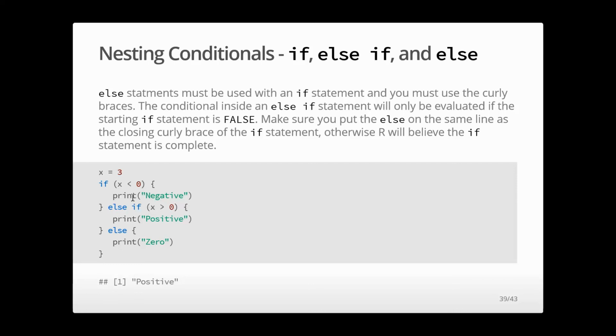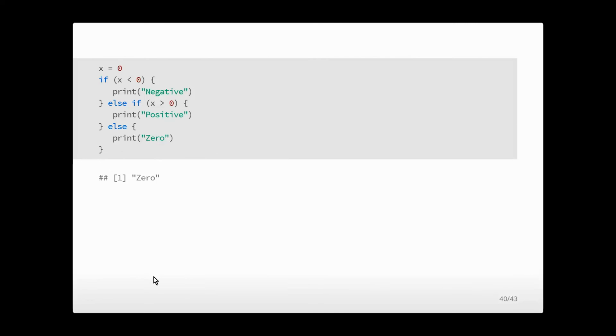And so, you know, if we give it 3, it's going to say this is false, and over here this is true, so it's going to print positive, and then it skips over this. Okay, so we get positive here. If we give it 0, this is going to be false, so it skips down to here, it's going to be false. And then, because these two things are false, it will run this, and we get print 0. Okay.